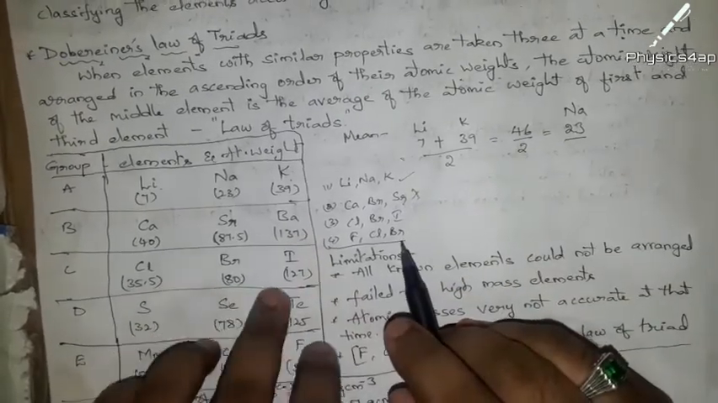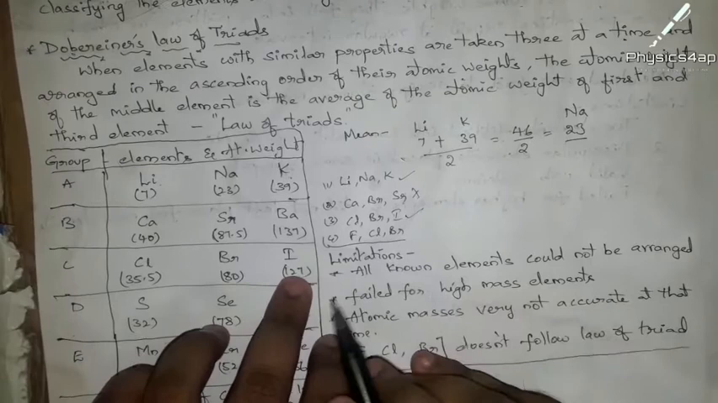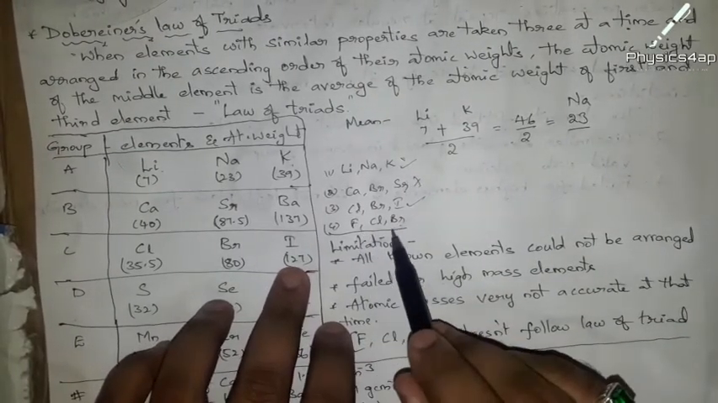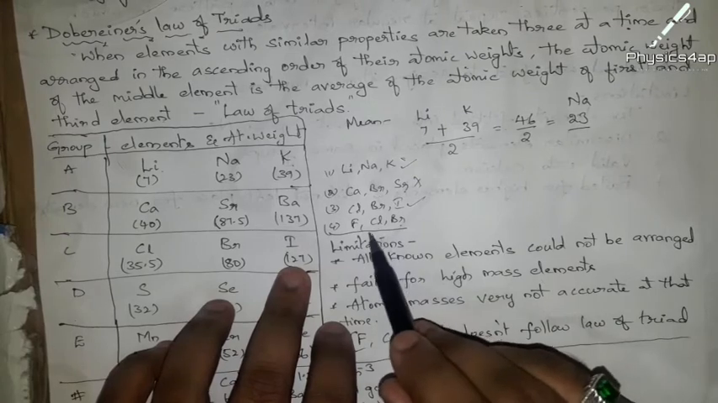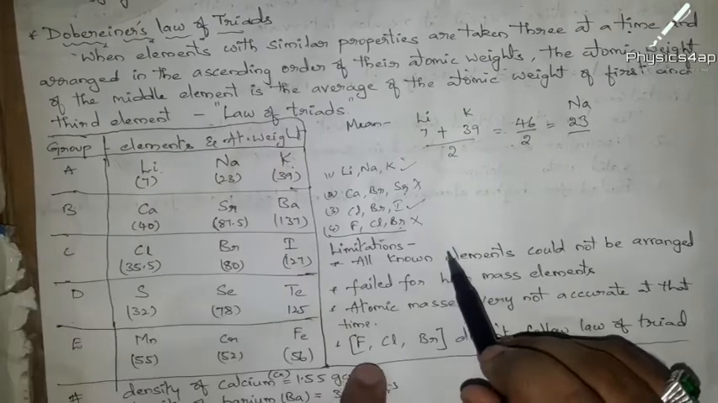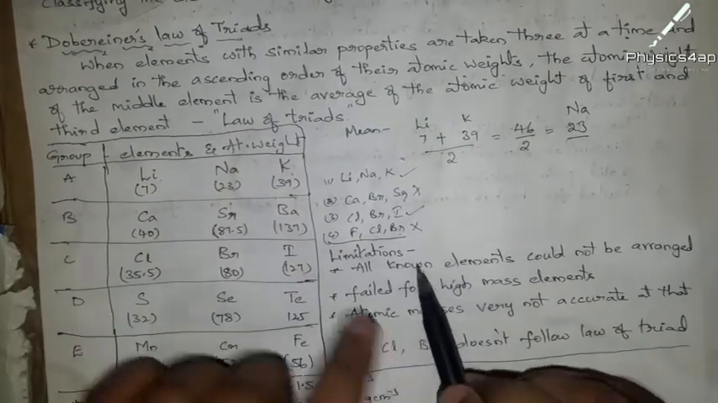Next, coming to chlorine, bromine, iodine. So this is the law of triad. And next, fluorine, chlorine, bromine. As these are in the correct order, but this doesn't follow the law of triad. So that is one of the limitations that we will discuss later.